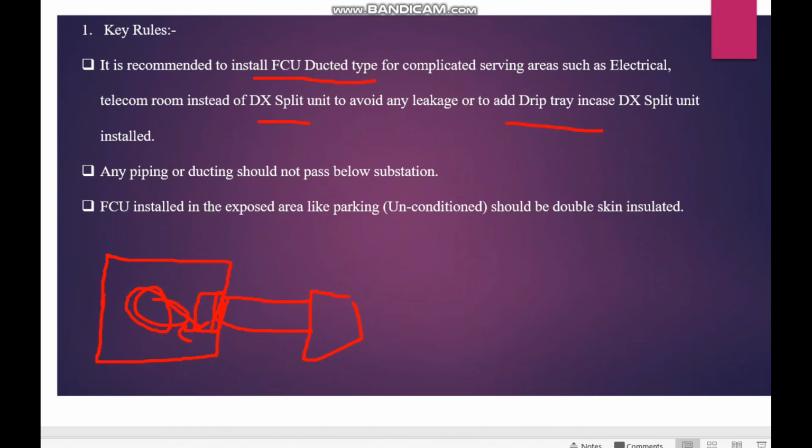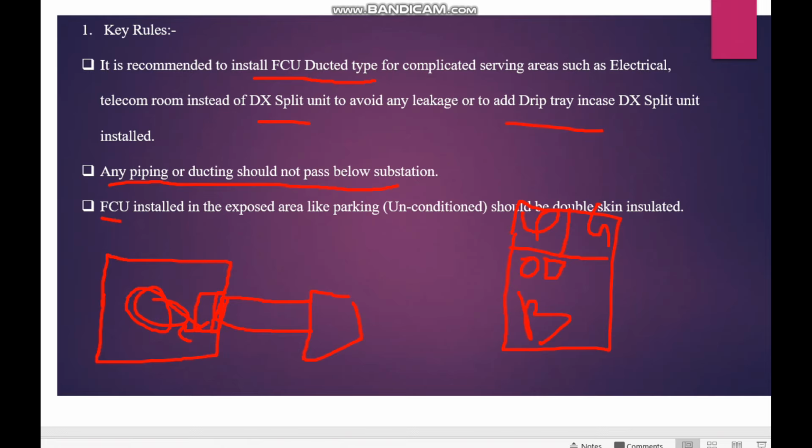So this is one rule, and when it comes to the second rule, any piping or ducting should not pass below a substation. For example, let's say that this is the system you have, this is the ground floor, and this is the basement floor. Okay, so what happened, you have the substation. For example, this is the section, right? You have the substation at this level, and it is the local regulation that you should not pass any piping or any ducting exactly below the substation. That is not allowed. For example, you have the transformer room, exactly below the transformer room you are not allowed to pass the piping or ducting in that way. Okay, so this is one of the important things.